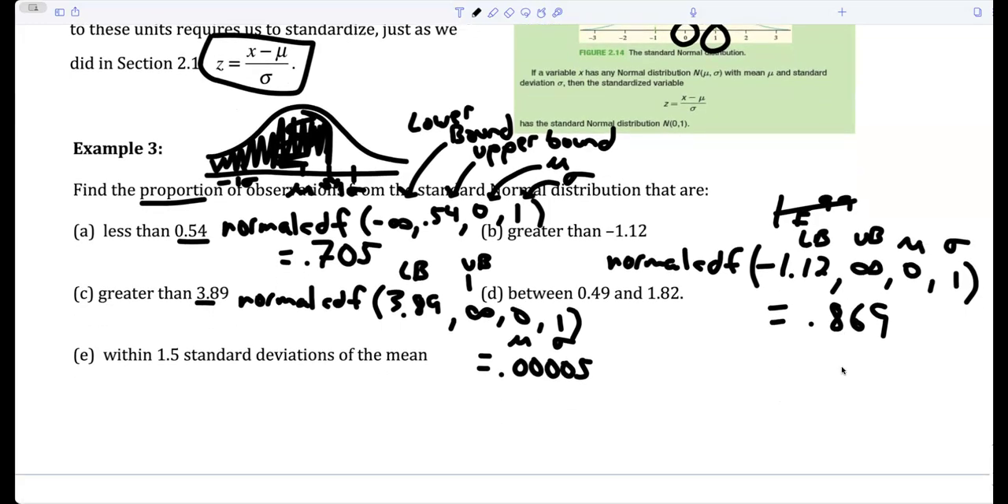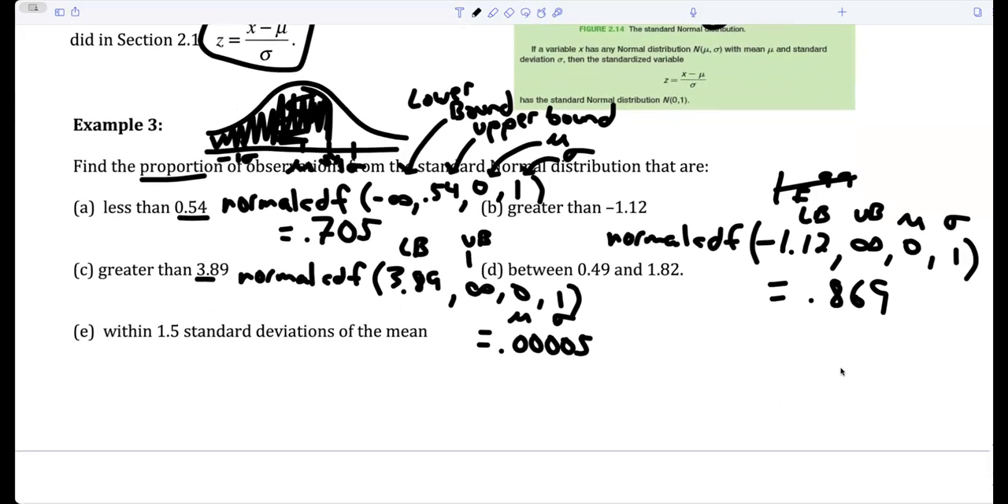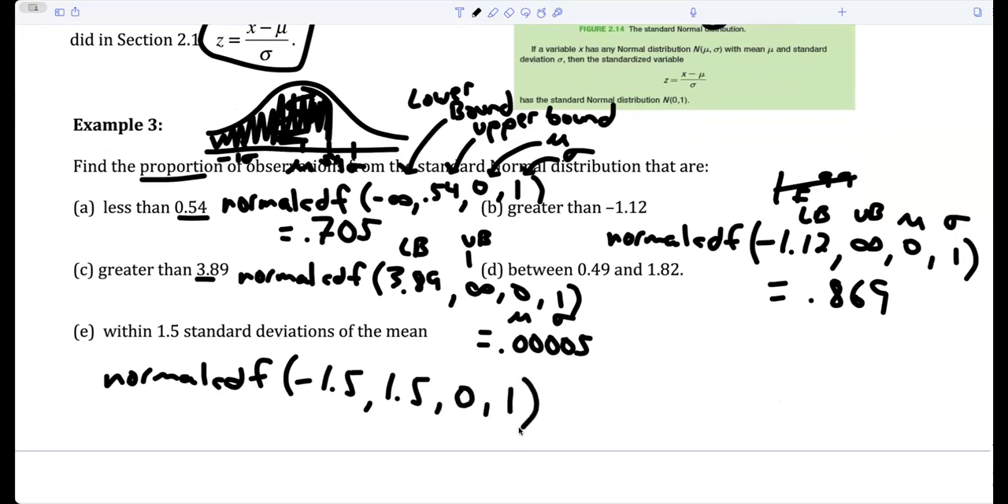Within 1.5 standard deviations of the mean. So that would be normal CDF. We're going to go negative 1.5 and then positive 1.5 to get within 1.5 standard deviations of the mean. And then mu and sigma are always 0 and 1 when we standardize. So lower bound, upper bound, mu, sigma. Label it, and I got 0.866.